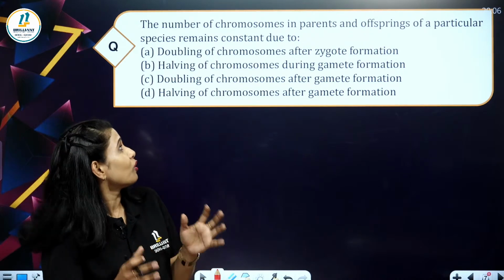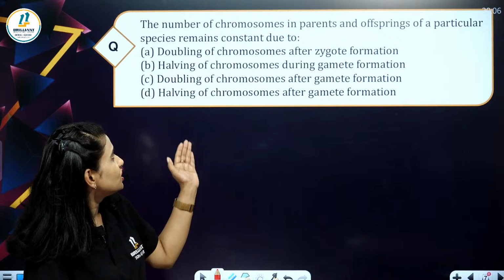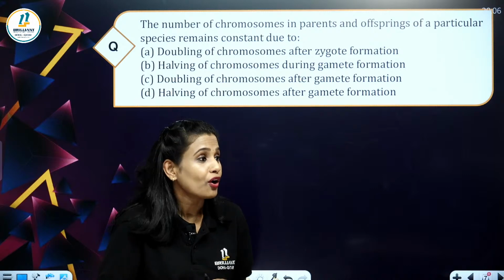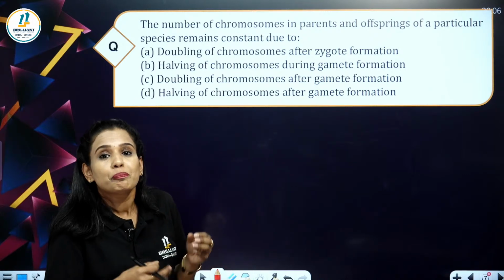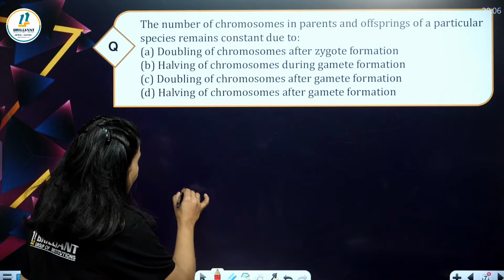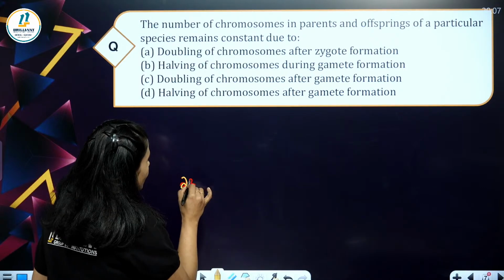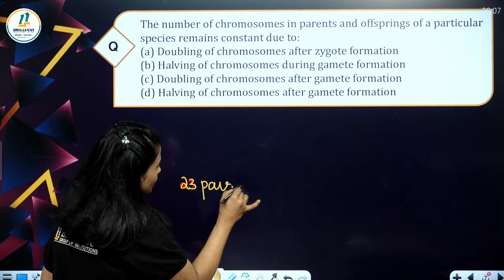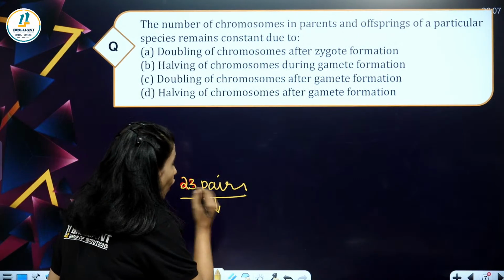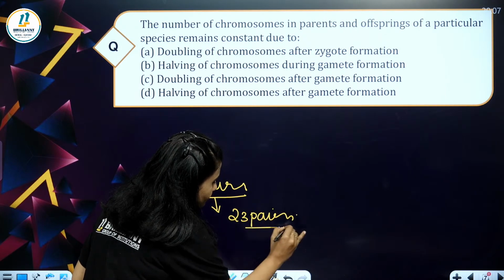The number of chromosomes in parents and offsprings of a particular species remains constant. That means we have 23 pairs of chromosomes, right? And all the offsprings also have 23 pairs of chromosomes, right?